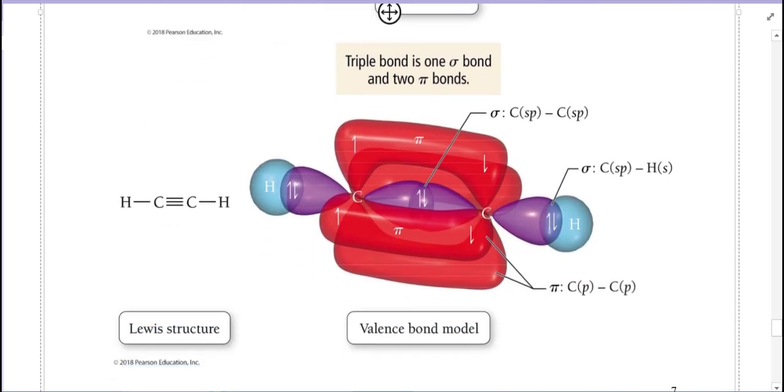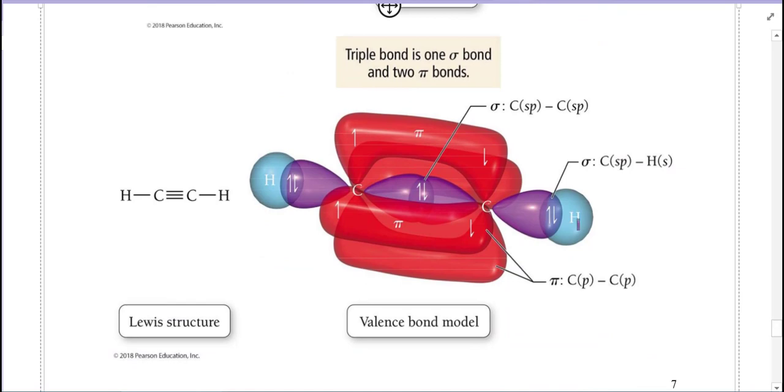Then we have acetylene here. Acetylene is linear, so H, C, C, and H are all on the internuclear axis. And you have the 2p orbitals that are unhybridized to make your pi bonds. So you've got a sigma and two pi's.